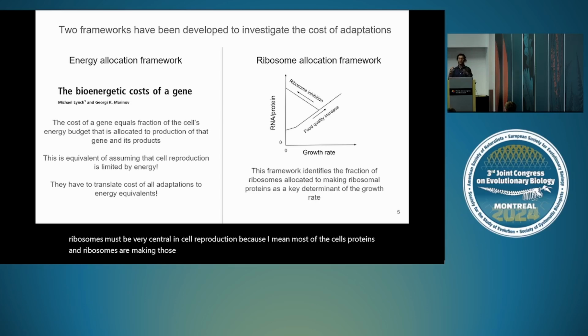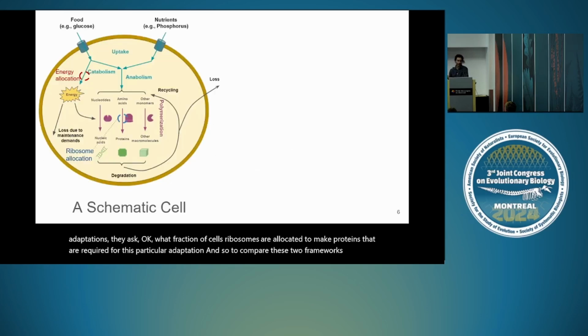And so when they want to consider the cost of adaptations, they ask, okay, what fraction of cells' ribosomes are allocated to make proteins that are required for this particular adaptation. And so to compare these two frameworks, let's focus on this schematic cell.